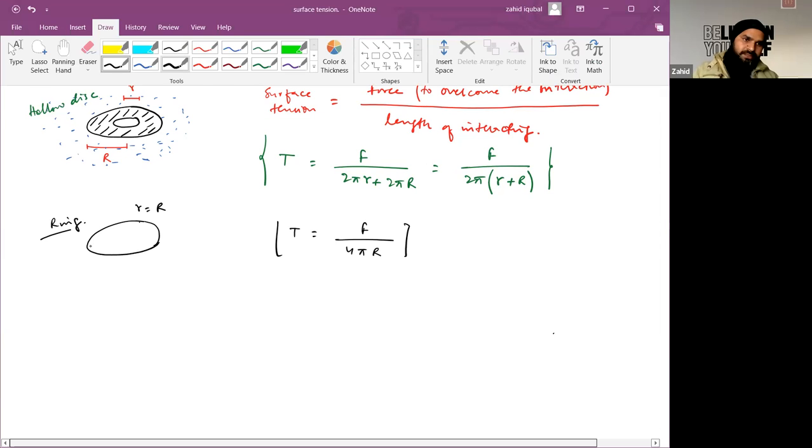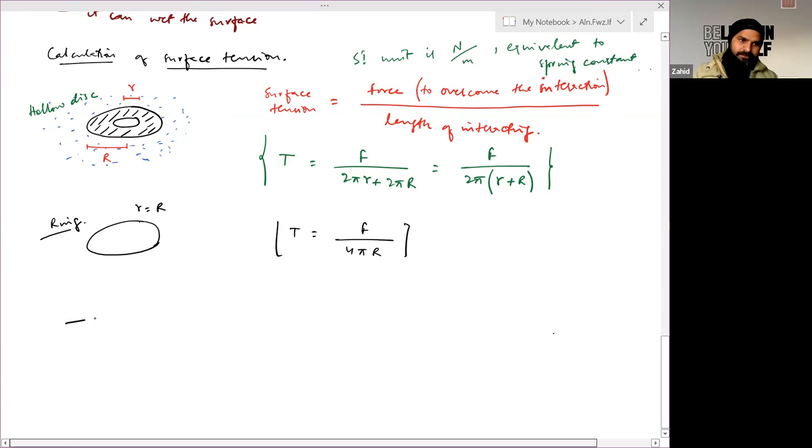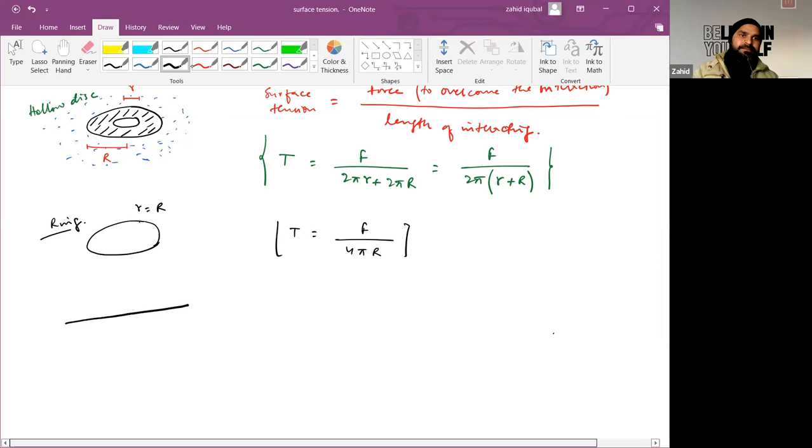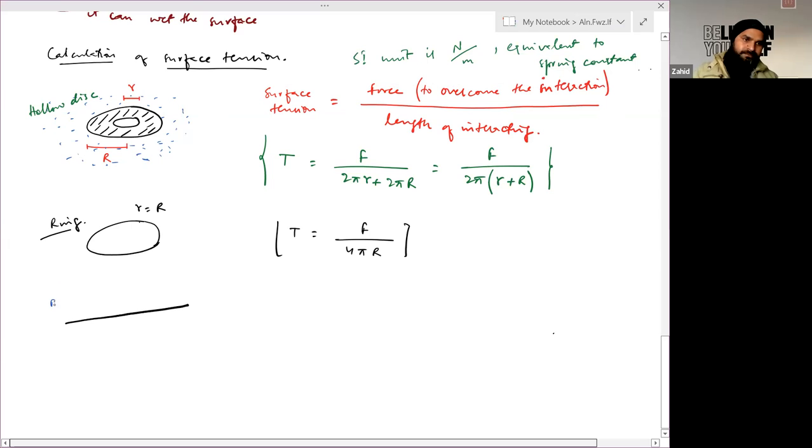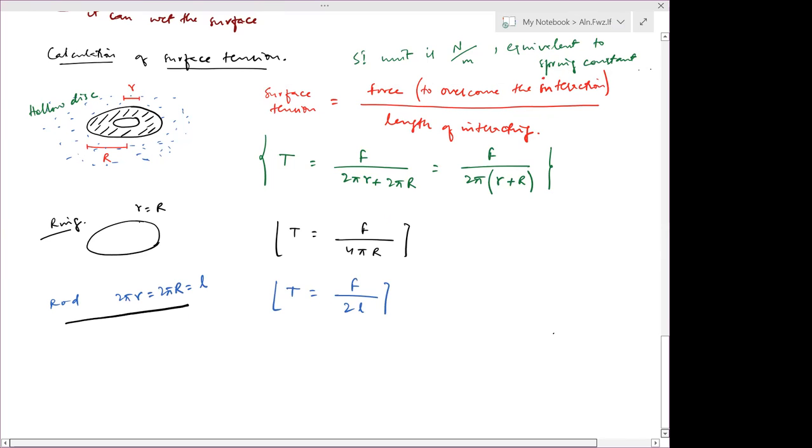Now, if you break this particular surface to form a rod, so for the rod, 2 pi small r or 2 pi capital R will be L. So if you put in this above expression, L plus L will be 2L. So you'll get surface tension equals F by 2 times L. Is it clear? Yes, sir.